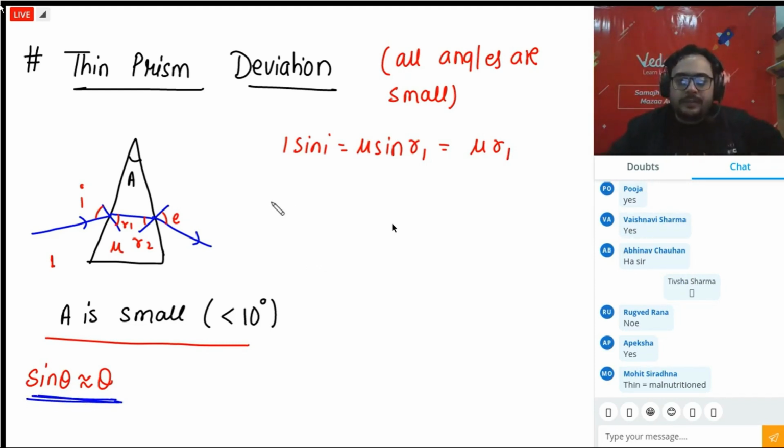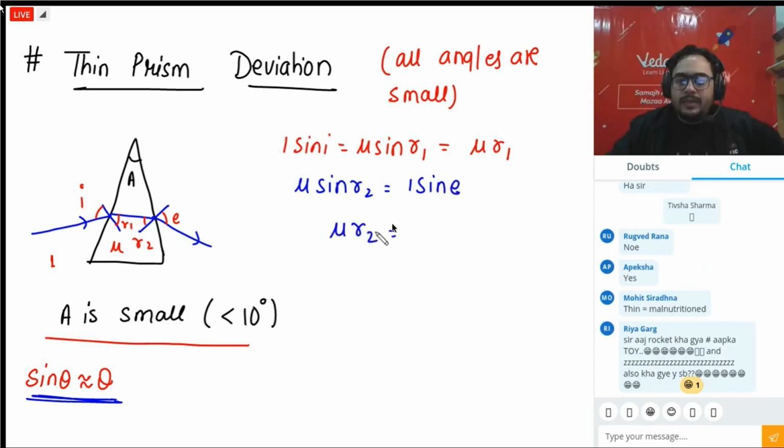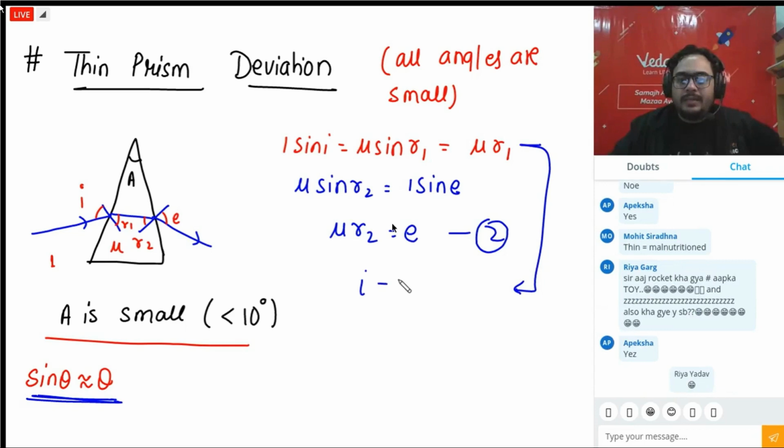And can I say mu sin R2 is equal to 1 sin E, or I can say mu R2 is equal to E? We just have to remove the sine. So I is equal to mu R1. Can you remember this? For small theta, sin theta is theta.